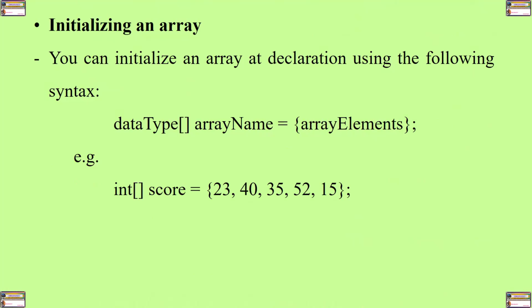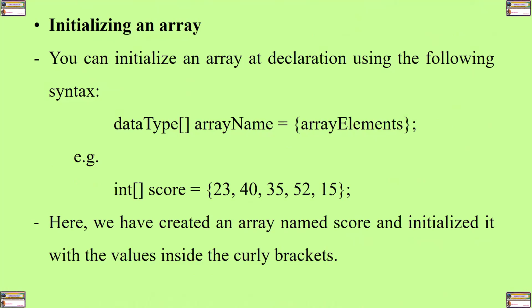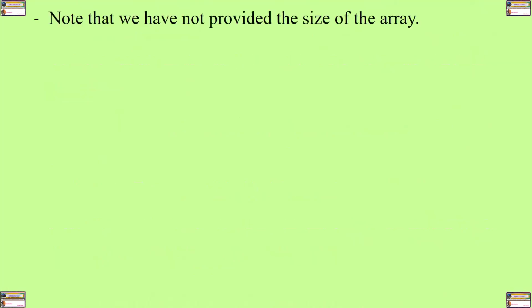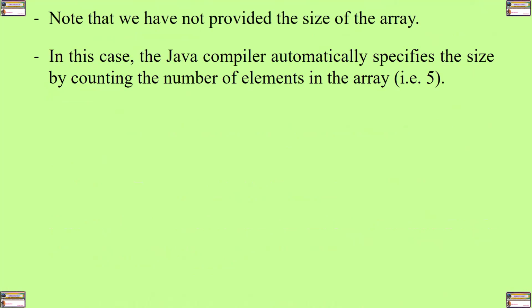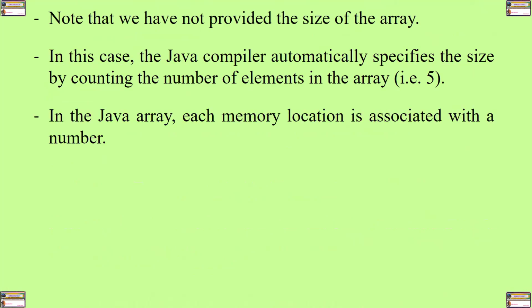This is for one-dimensional array. Here, we have created an array named score and initialized it with the values inside the curly brackets, which are 23, 40, 35, 52, and 15. Note that we have not provided the size of the array. Why? We have not provided the size because the compiler will automatically specify the size by counting the number of elements that have been assigned into that array, that is 5.